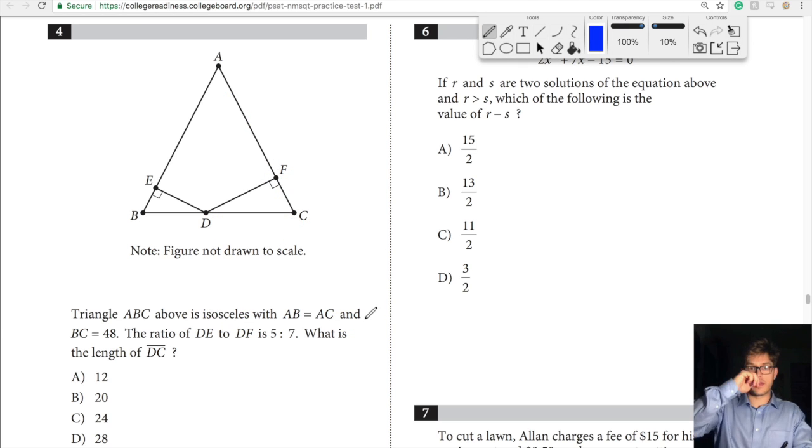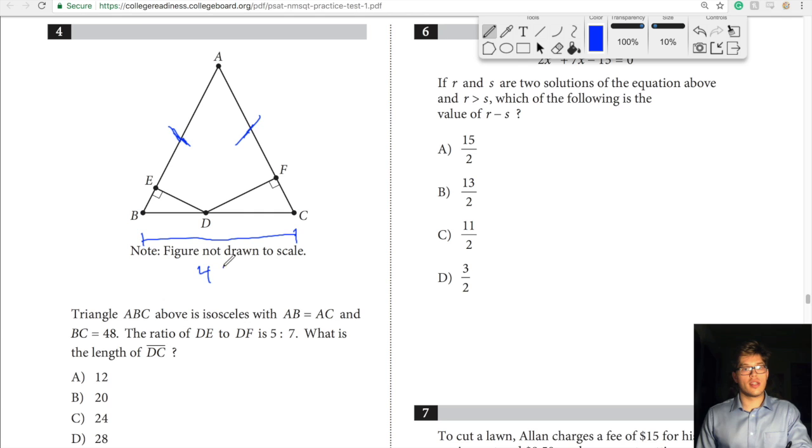So what's this triangle problem saying? In the triangle above, it's isosceles, so these two sides are congruent, and it says the ratio of DE to DF is 5 to 7, and this BC length, this total length, is 48. This ratio is key information. The question is, what is the length of DC? So we want to know the length from D to C.